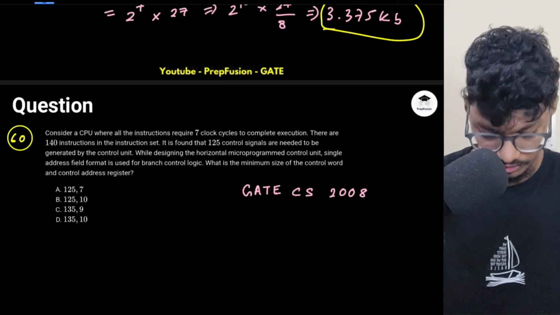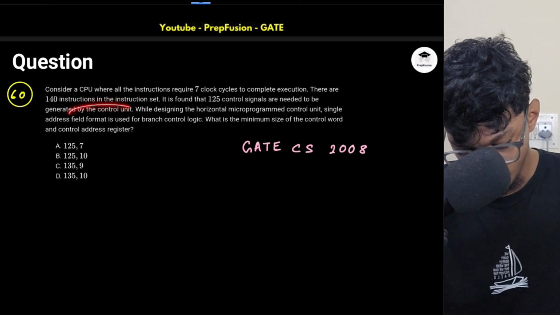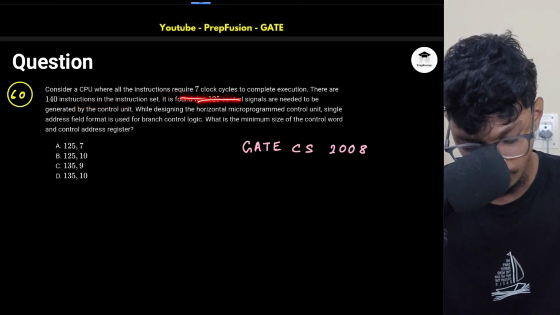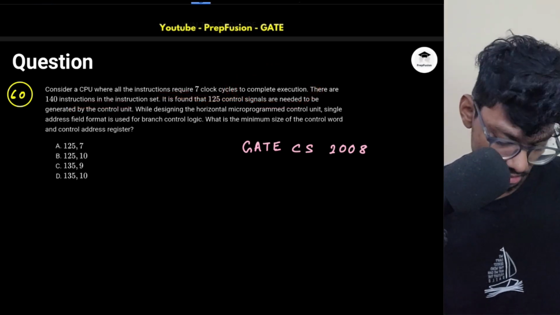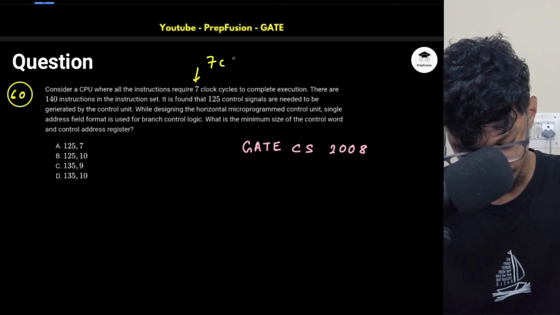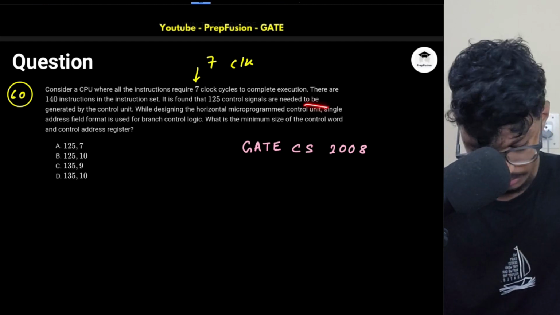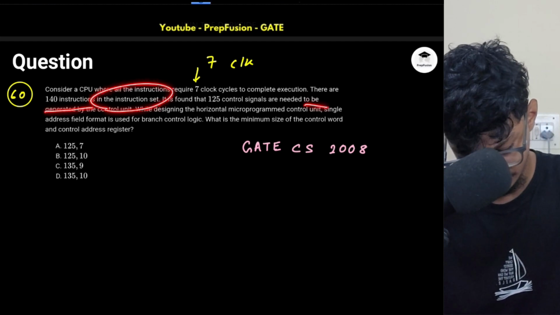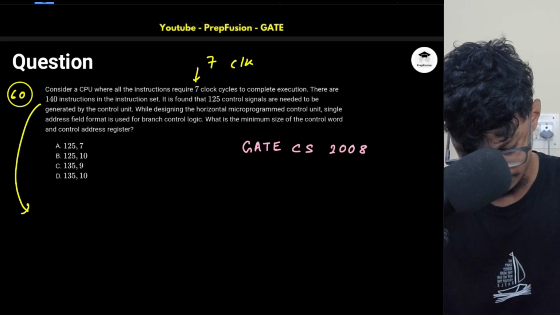Now let's solve the next question. Consider a CPU where all the instructions require 7 clock cycles to complete execution. So any instruction will require 7 clock cycles. There are 140 instructions in the instruction set.